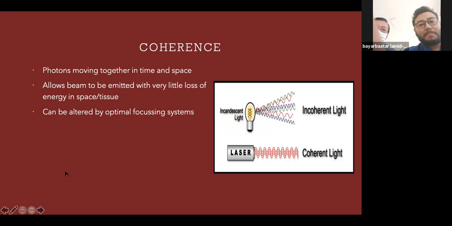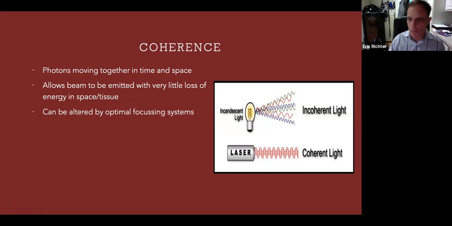So coherence means the photons, remember that original single unit of light, move together in time and space. And this allows the beam of light to be emitted with very little loss of energy in time and space. You can see in the diagram, it shows a typical light bulb, it scatters and goes all over the place. It's made up of different wavelengths, so they're not together. In a laser light, you can see the wavelengths are traveling together. So it's what's called coherent light. And that's what allows the light to be focused.